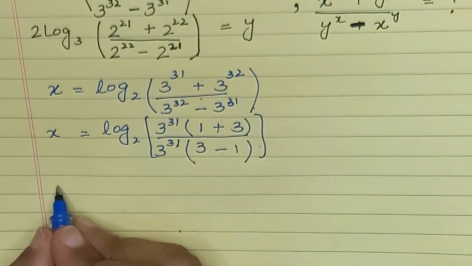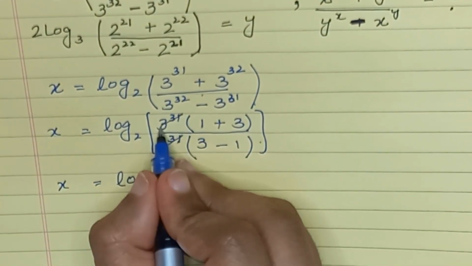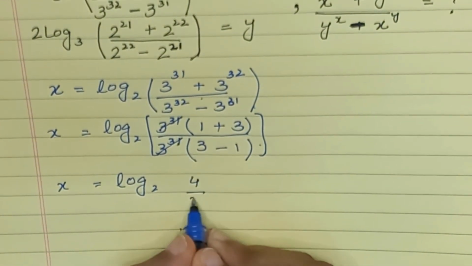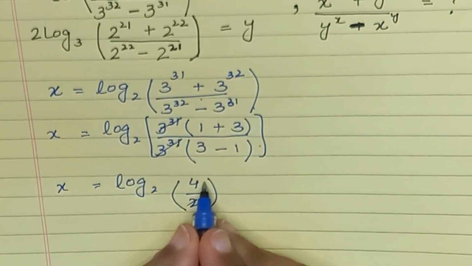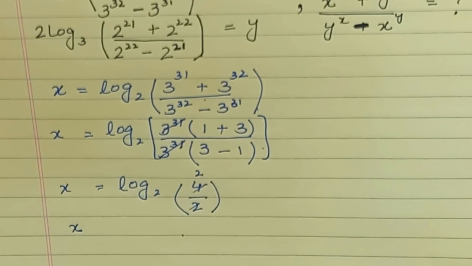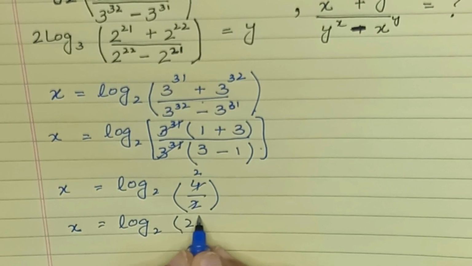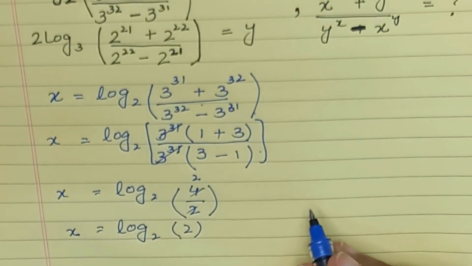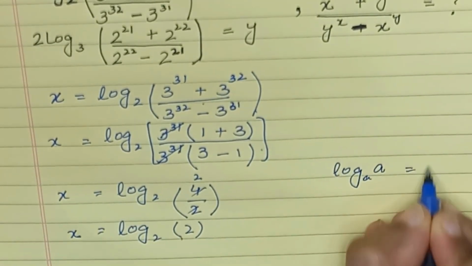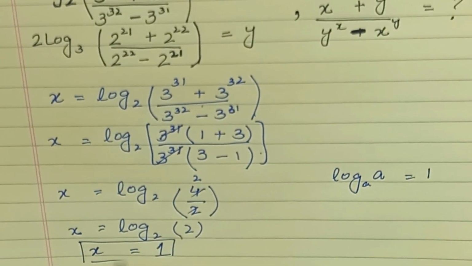So x is equal to log of base 2. 3^31 and 3^31 will be cancelled out, and we have remaining 4 divided by 2. So 2 times 1 is 2, 2 times 2 is 4, and x is equal to log of 2 base 2. And by using this logarithmic rule, which is log of a base a is equal to 1, the value of x will be equal to 1.